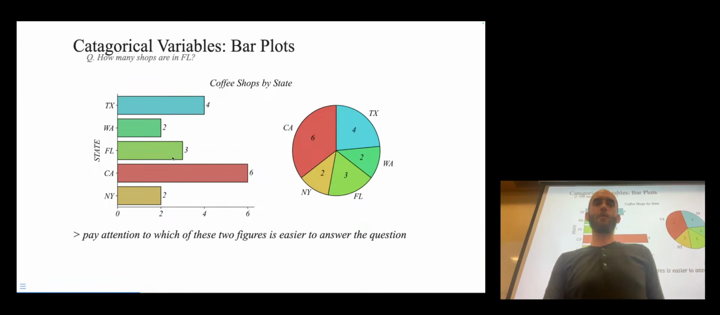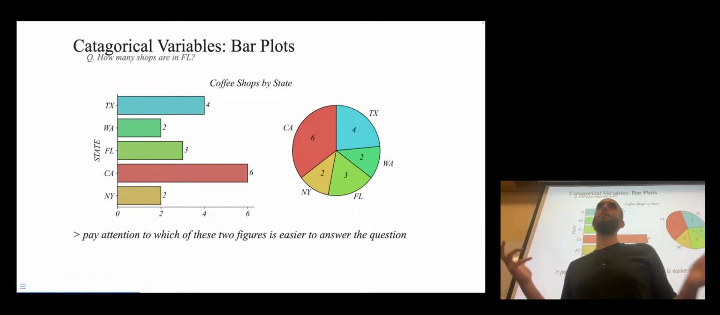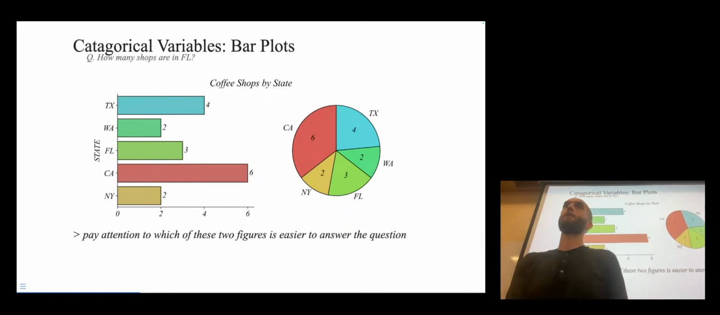So how many shops are in Florida? How many of you prefer the bar chart in this case? And how many of you still prefer the pie chart? Okay, maybe mixed. Maybe they're equal here. I would say potentially they're equal.